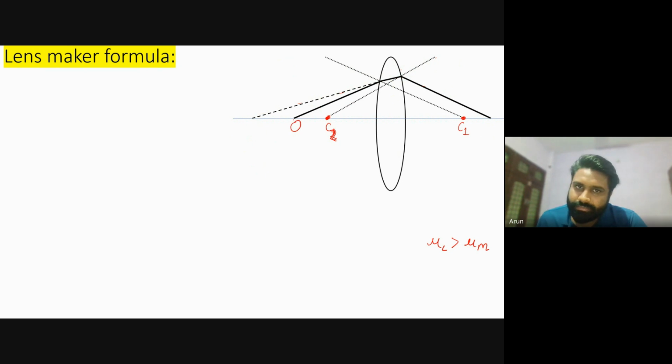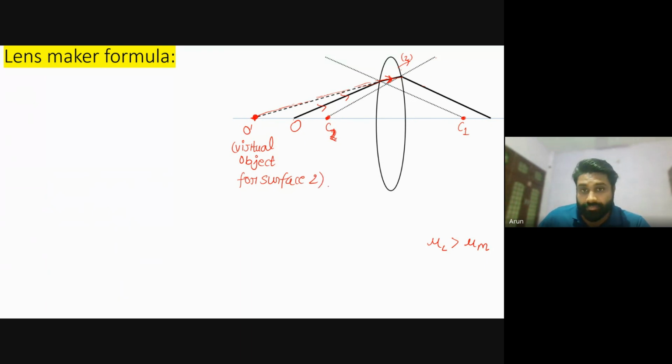This is the object. This ray is coming from this object. After first refraction, it bends towards the normal. So for surface number 2, it appears to be coming from this point. If I extend it, it appears to be coming from this point. So this point behaves as the virtual object for surface 2.